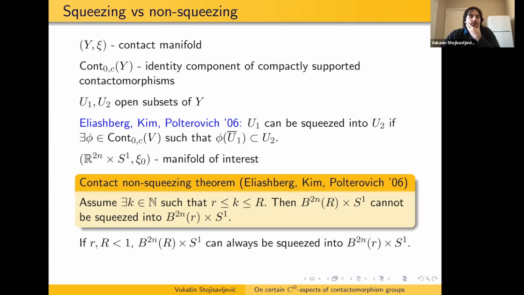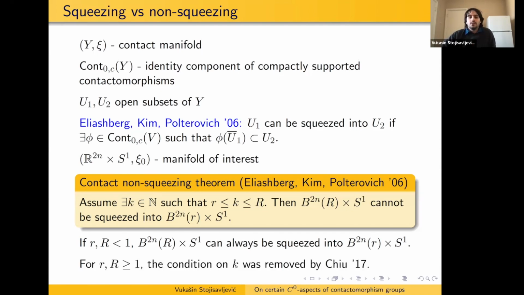And just a few remarks. If both balls are below capacity 1, where 1 is the length of S^1, then you can always squeeze anything into anything. And in fact, in 2017, Chiu removed this condition on the integer. So if one of the two capacities is greater than or equal to 1, then it doesn't matter if there is an integer in between, you cannot squeeze. Okay, so this is contact non-squeezing.